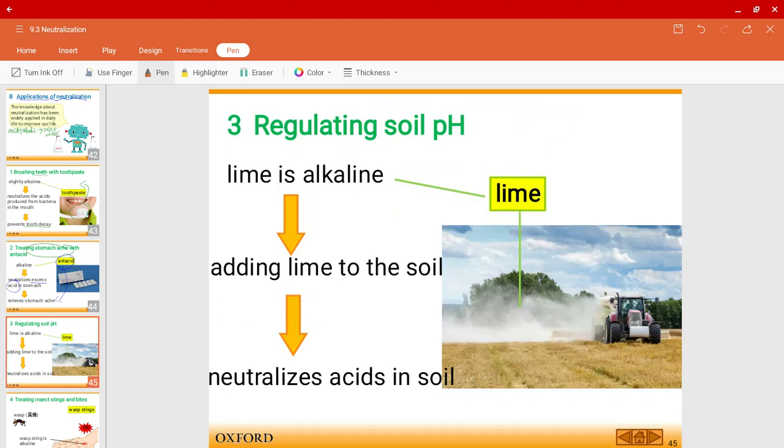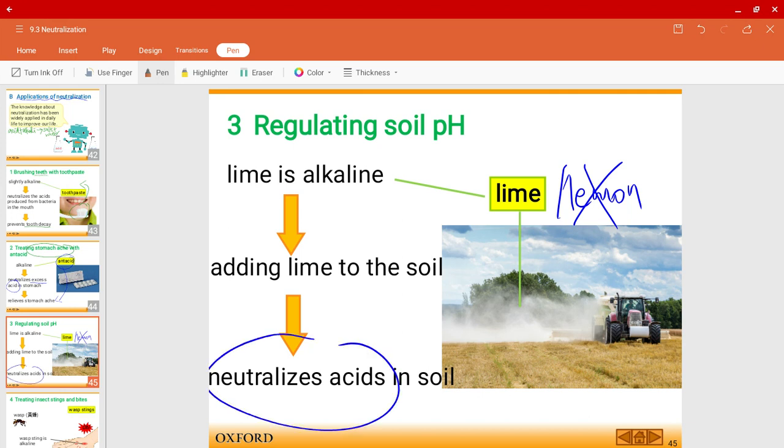Another example is using lime in the soil. This is not the lime you're thinking about. This is not lemon. Oops, I dropped my pen. This is not lemon. This lime is a type of chemical. It's usually calcium oxide, for those of you that are interested to know. So it's alkaline in nature. You add it to the soil so that it neutralizes the acids that are present in the soil.